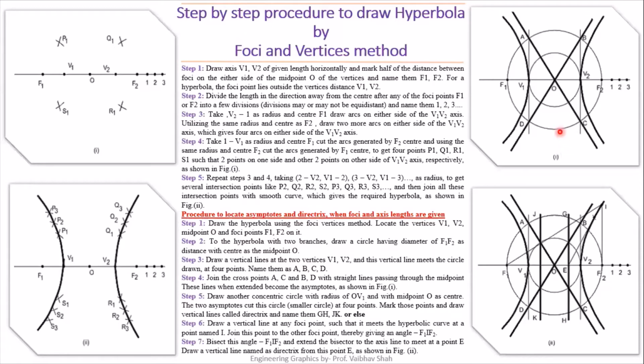So first of all, you will take O as a center and OF1, half the focal length, as a radius, and draw one circle which must pass through your F1 and F2 focal points, with center point O. After drawing the circle, you have to draw one vertical line from vertex point V1 as well as one line from vertex point V2.